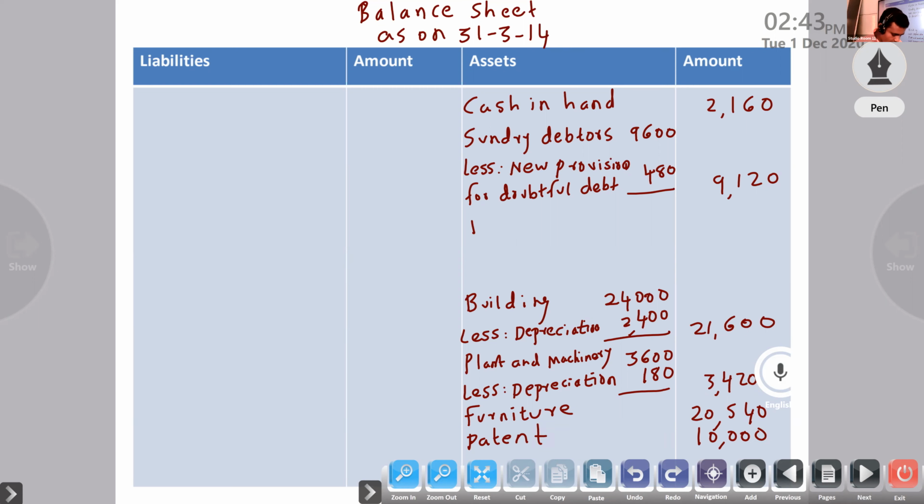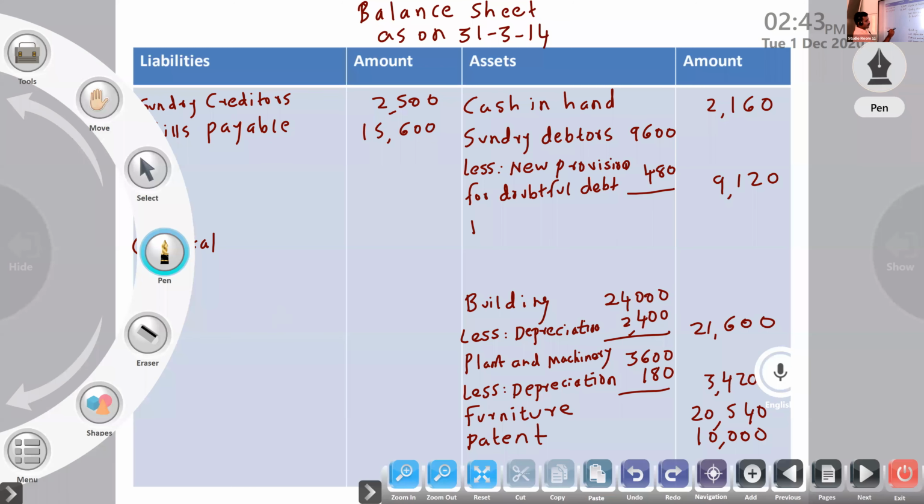Patent. Now, credit side, creditors it is given, so no adjustment. If a provision for discount on creditors is there, we have to minus, like a provision for discount on debtors. Next adjustment is that only. Okay, sundry creditors 2,500. Next, bills payable 15,600. Next, capital 42,000.